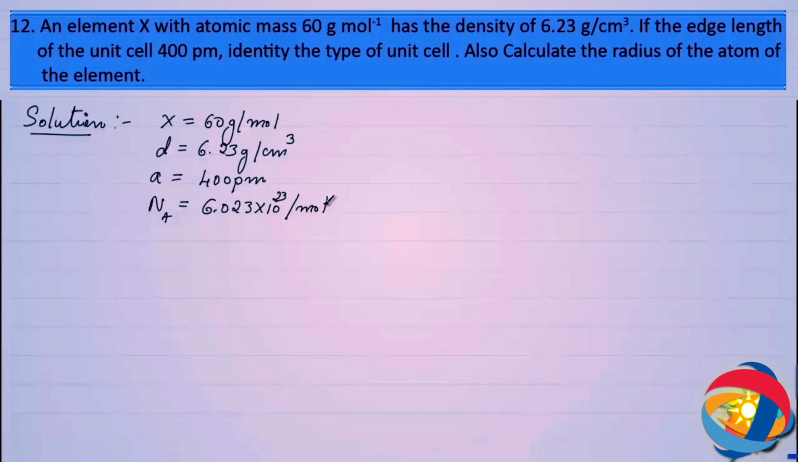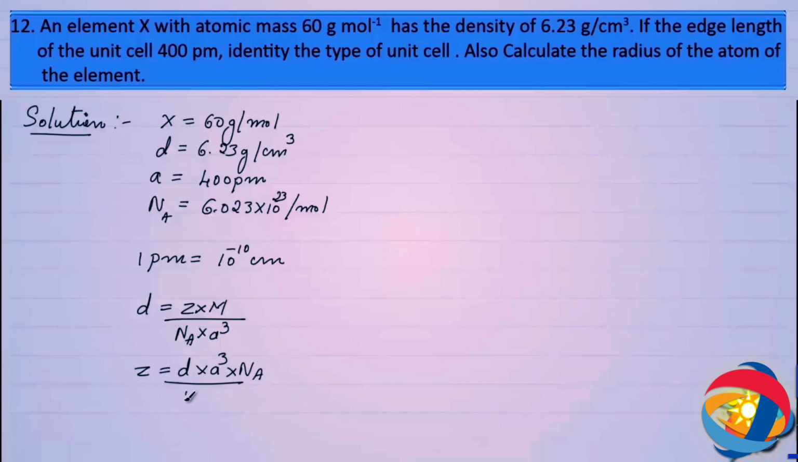Now, let us convert the edge length unit picometer into centimeter by using the conversion factor. 1 picometer is equal to 10 to the power minus 10 centimeter. Now, let us calculate the number of atoms per unit cell by using the formula D is equal to Z into M divided by Na into A cube. By rearranging the terms, we get Z is equal to D into A cube into Na divided by M.